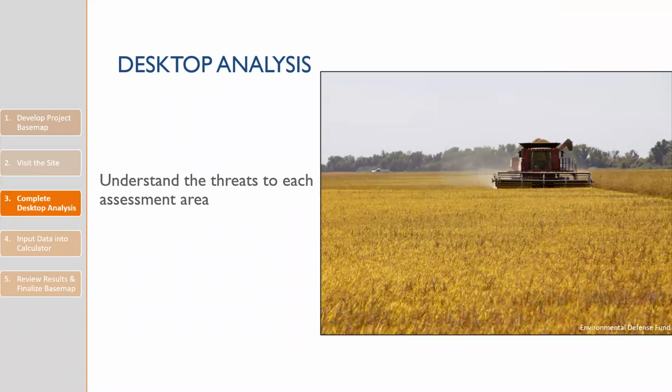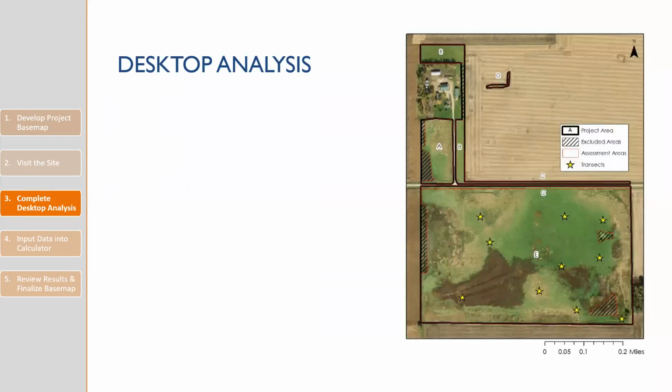So the first thing to do in the desktop analysis is to understand the threats to each of the assessment areas. And in our current version of the HQT, this just means, is it within 125 meters of conventional agriculture? So you pull up your map of the site. Here's all of our project areas again. You identify your threats. Oh, here's a giant field of conventional ag. Here's a giant field of conventional ag.